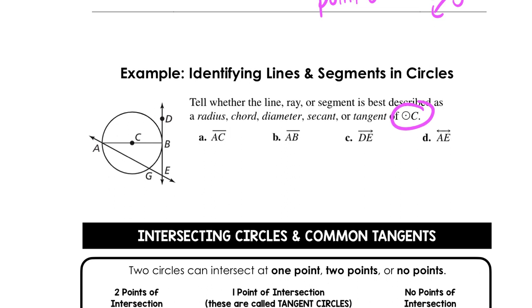Okay, so AC connects a point on the circle to the center. So that is the definition of a radius. So that's a radius. AB, that looks like a diameter. It's a segment that goes through the center of the circle.